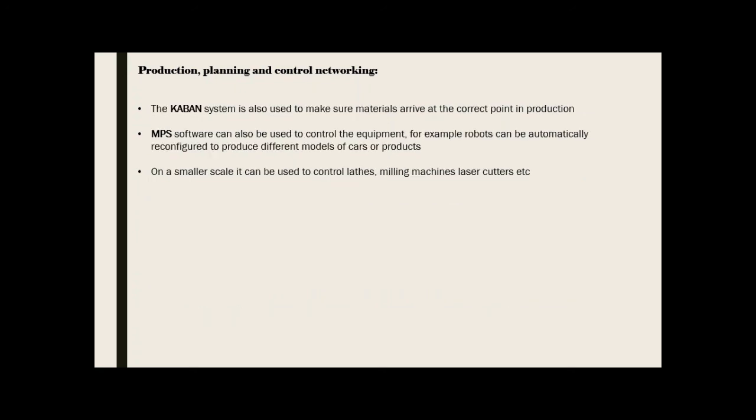What you also have is something called the Kanban system, which makes sure that materials arrive correctly and at the same point, and is basically just a way of organizing what you're doing. So you have MPS software that controls the equipment for things like robots, and it's automatically reconfigured to make certain models of cars, so you know exactly what you're going to do.